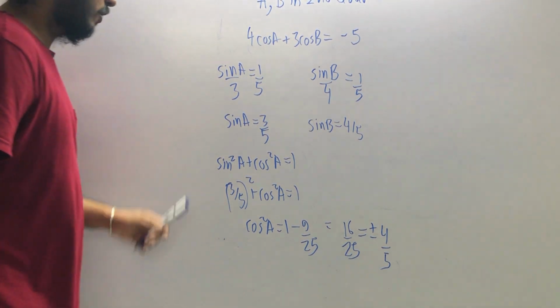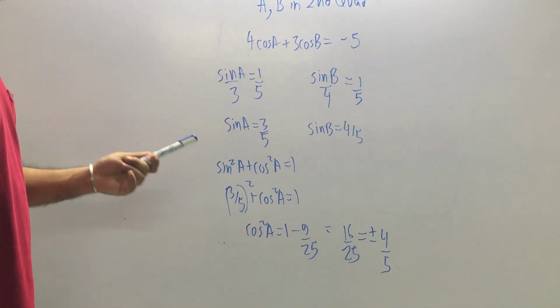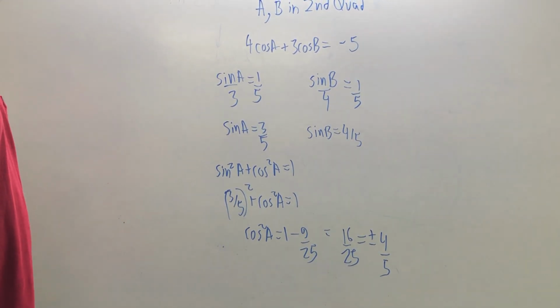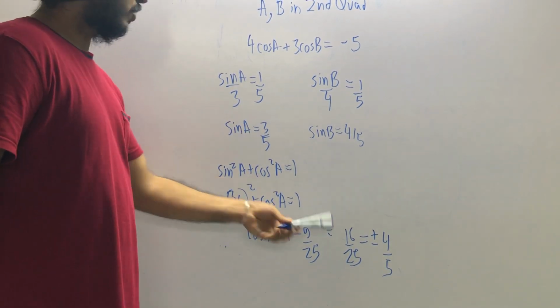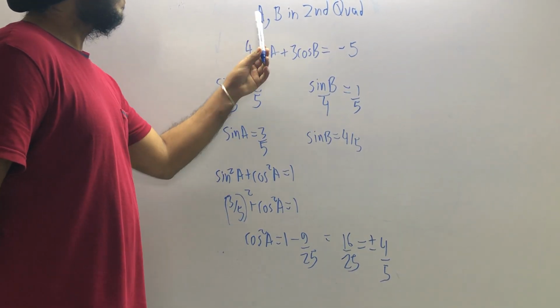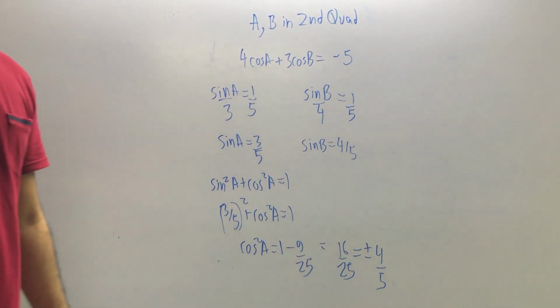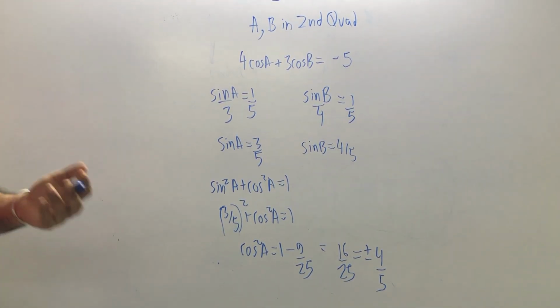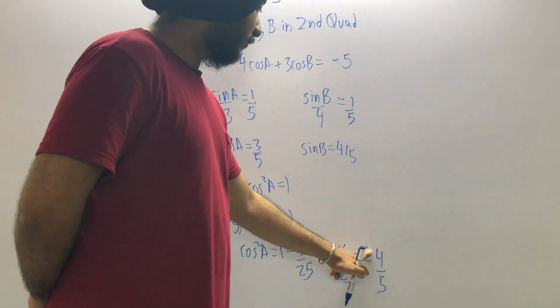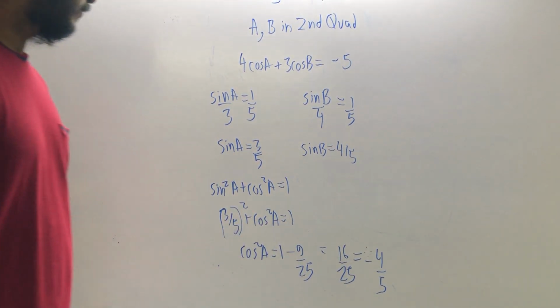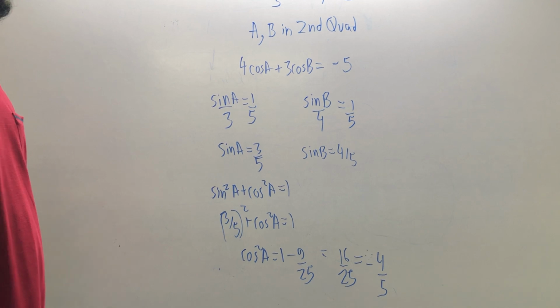Now which value will you take of cos, the positive value or negative value? You will take the negative value. Why? Because it is given A and B are in second quadrant. So in second quadrant cos is negative or positive? Cos is always negative. So you will take the negative. So answer is minus 4 by 5. So cos A is minus 4 by 5.